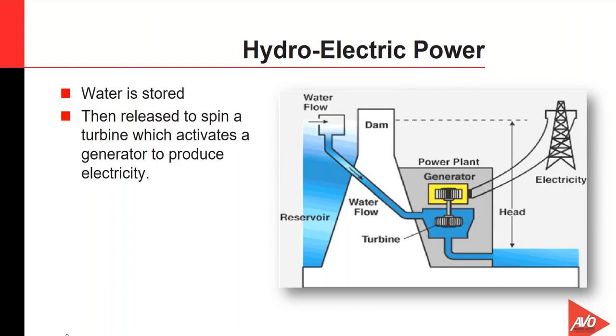This particular type here is the most common type of hydroelectric power plant, called the impound facility. An impound facility is a large hydropower plant system. It uses a dam to store the water in a reservoir. Water is released from the reservoir, flows through the turbine, spinning the turbine, activating a generator to produce electricity.